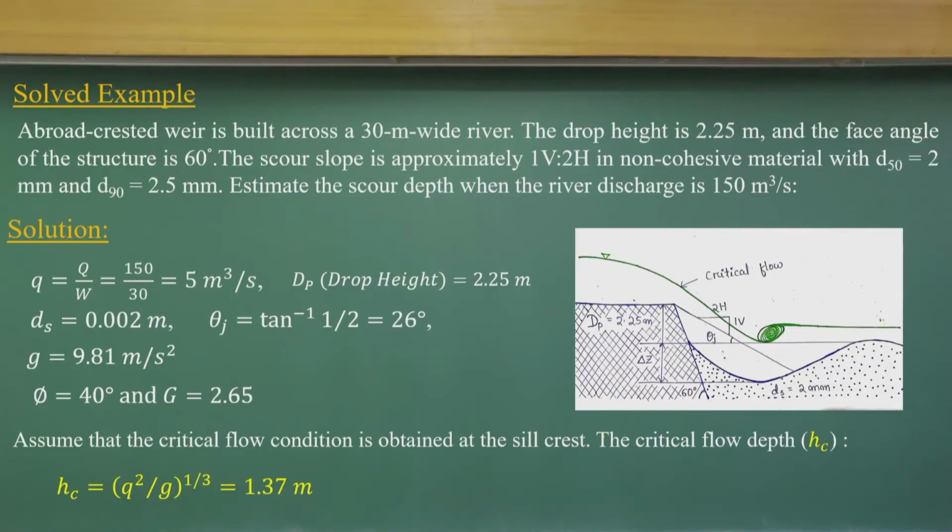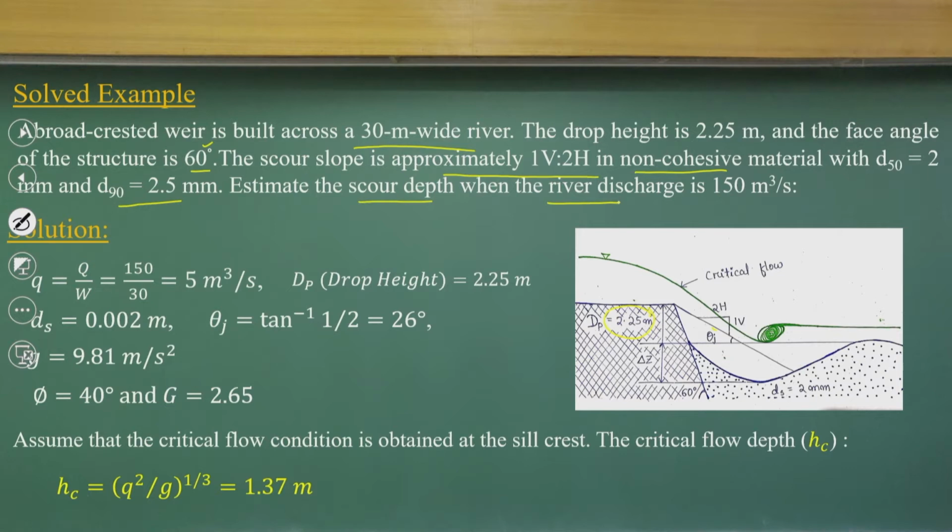Let us say you have a broad crested weir which is built across a 30 meter wide river. It has a drop height of 2.25 and the face angle of the structure is 60 degrees, that is what is given here, and the scour hole is in approximately 1:2 non-cohesive material. It is non-cohesive material having D50 of 2 mm, D90 of 2.5 mm. Estimate the scour depth when the river discharge is 150 meter cube per second. This is a very simple problem, we only have to give the basic things.